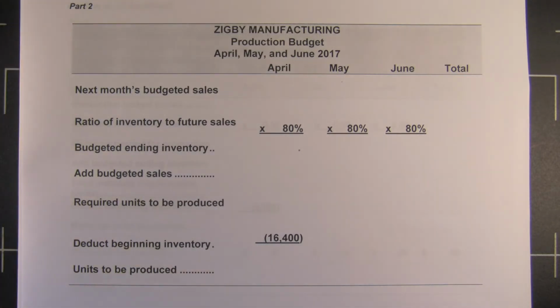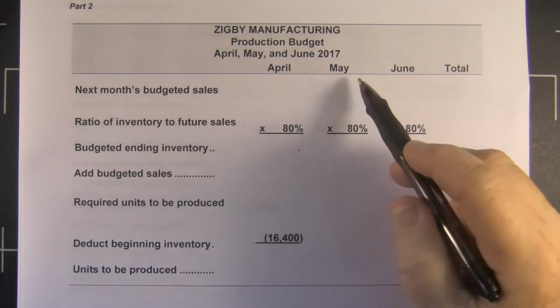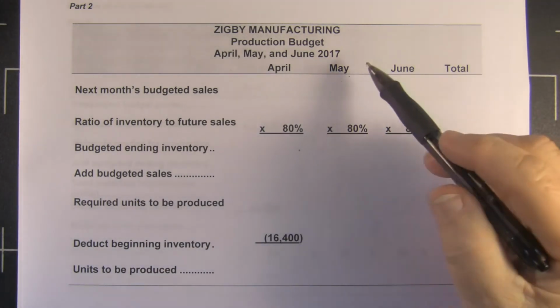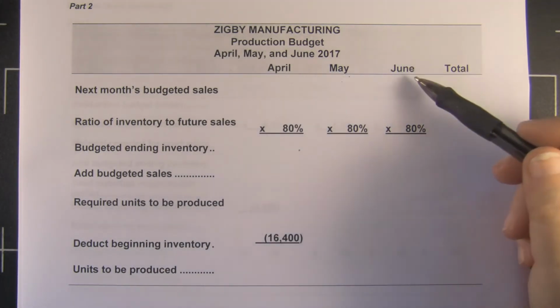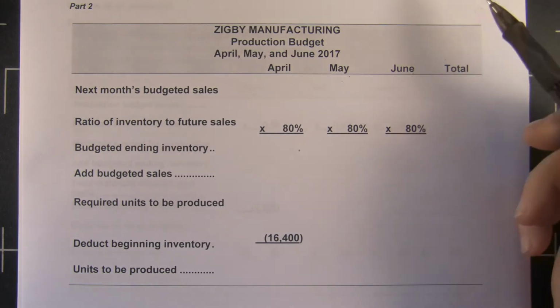Zigbee Manufacturing, Part 2. The production budget. I know this sounds like I'm being overly simplistic, but it's easy to forget. In April, we're going to be making what we're going to sell in May. In May, we're going to be making what we're selling in June. In June, we're going to be making what we're selling in July.